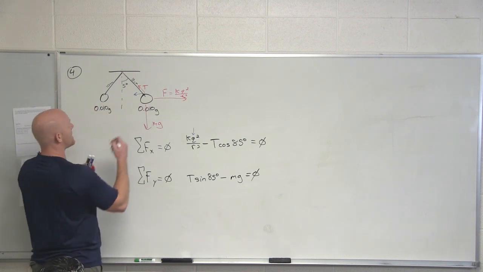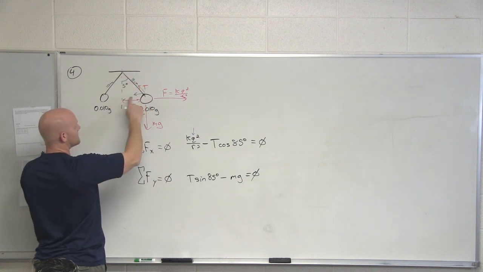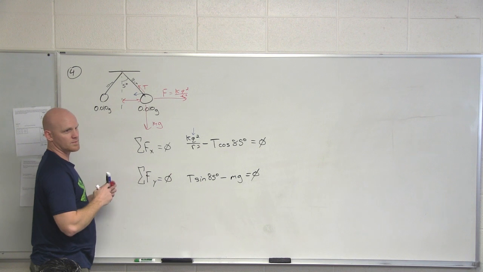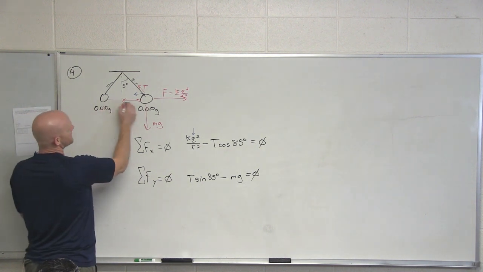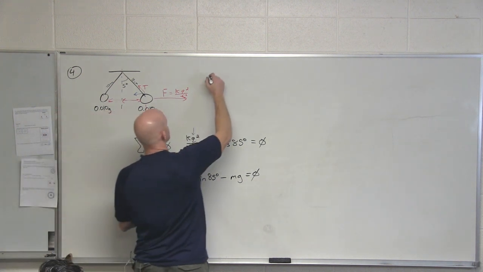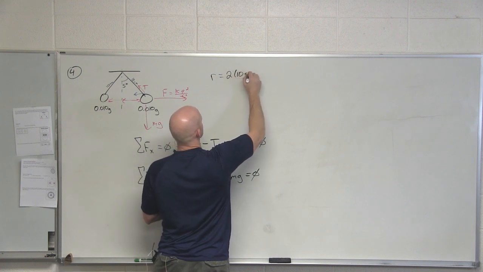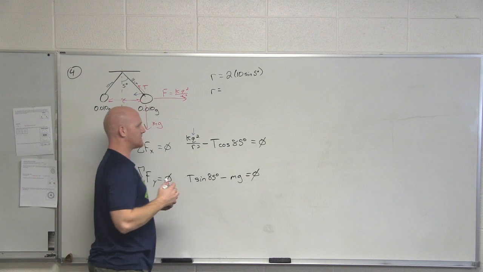Yeah, so in this case, how far is this distance if the string is 10 centimeters and that angle is 5 degrees? How far would this be? Yeah, 10 times sine of 5. So then how far would the entire distance of separation be? 2 times that. So in this case, we're going to find that r equals 2 times 10 sine 5 degrees. Can anybody get me what that r value comes out to?